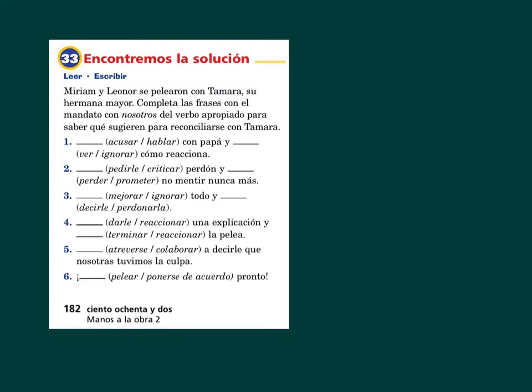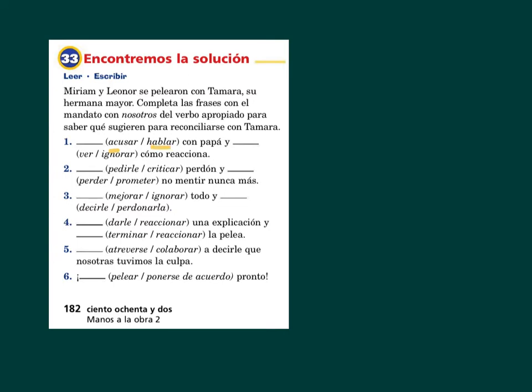Miriam y Leonor se pelearon con Tamara, su hermano mayor. Completa las frases con el mandato con nosotros del verbo apropiado para saber qué sugieren para reconciliarse con Tamara. Okay, so we are suggesting ways to reconcile with Tamara. And number 1 says acusar or hablar. Accuse or talk with dad. I think talk makes more sense.